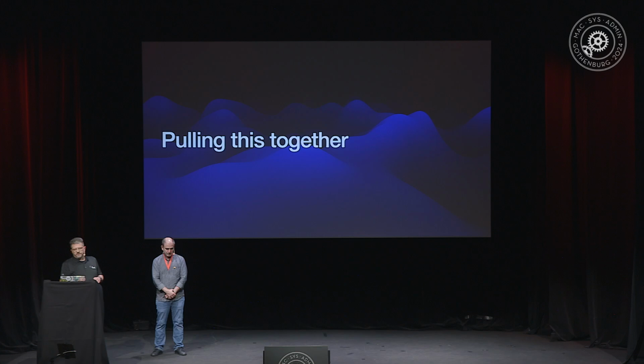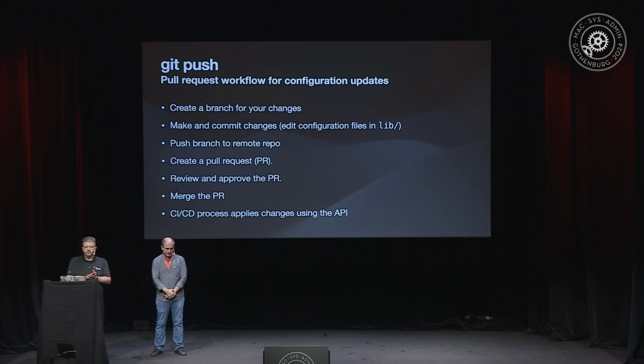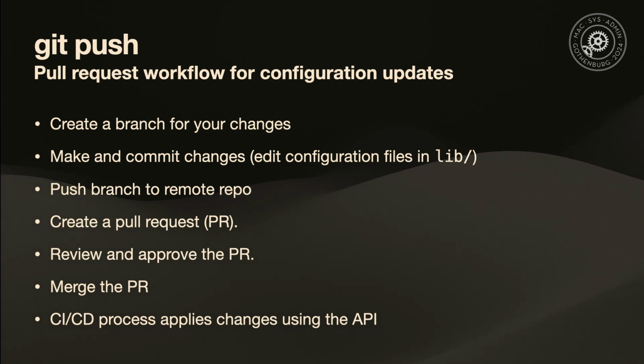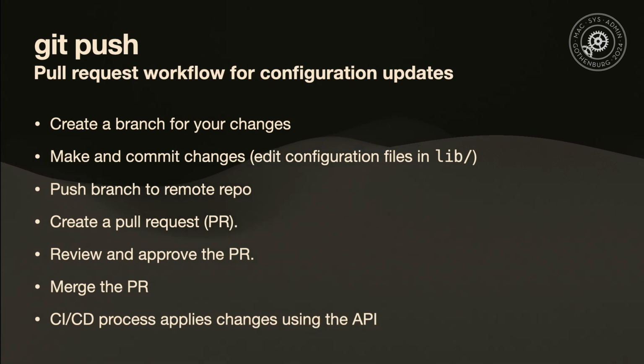So let's pull this together with just a simple overview of how this would work. Essentially, we're going to create a branch for the changes that we want to propose. We're going to make those changes and commit them to that branch. We're going to push that branch to the remote repo. And then from there on the remote repo, we're going to create a pull request, also known as a PR. At that point, we're going to ask for others to review that PR. Once the approval has been given, we'll merge that PR, and that'll kick off the CI process that'll basically make the changes by calling the API and pushing that in.